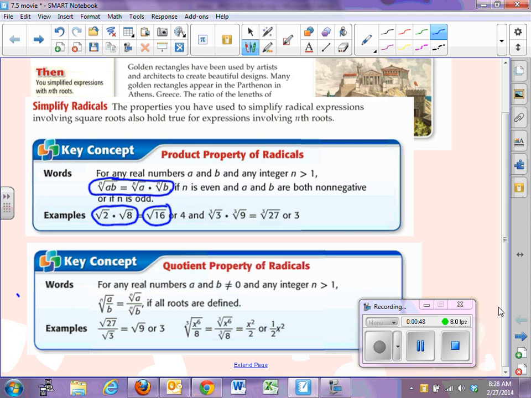Similarly, you are allowed to break up a radical if you are dividing. You can break them up into separate radicals. We've done this before many times. So I know that we've taken the square root of things like 25/4 before by taking the square root of 25 and dividing by the square root of 4 and getting 5/2. I know we've done this when we've completed the square. So this is not really new.